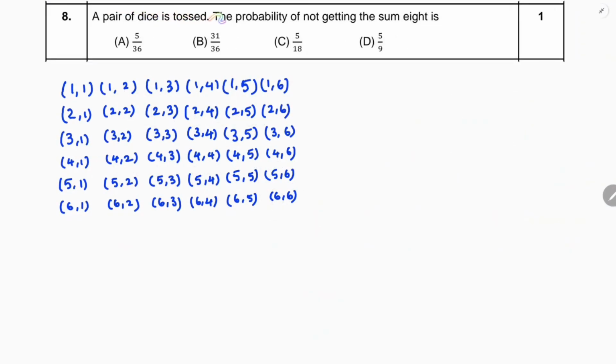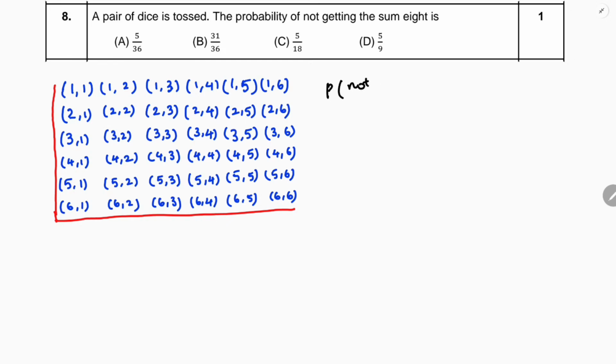A pair of dice is tossed. The probability of not getting the sum 8, so you should be very careful. See, all the possible sums: you will get sum 2, 3, because the starting sum is 2, and the highest sum is 12. But they are asking the probability of not getting sum 8.